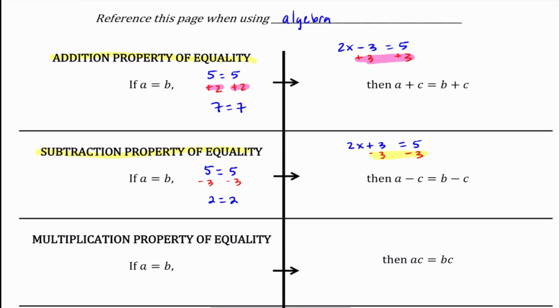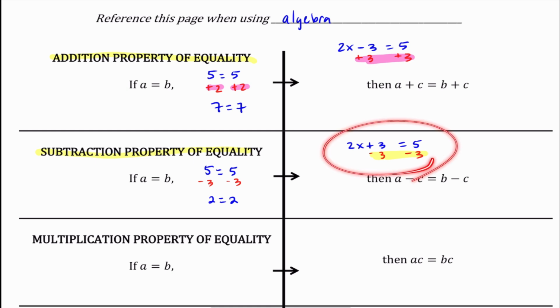And just remember, when we're using algebra, we often use the inverse operations to solve for what we want. For instance, I have this 2x minus 3 equals 5. Here's that minus 3, and I want to get 2x by itself. Well, minus 3 or negative 3, what's the inverse operation? Well, that would be addition.